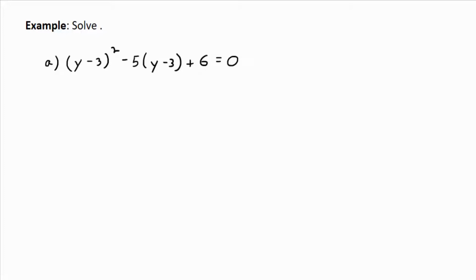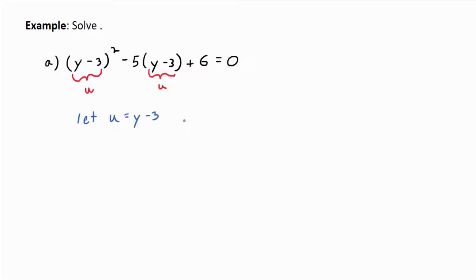There's an easier way to solve this, and that's because the quantity being squared, y minus 3, is the same as the quantity you're multiplying times that minus 5. So you can do a substitution. What do I mean by a substitution? You're going to replace y minus 3 with another letter. Usually we call it a U-substitution if U is not being used in the equation. I'm going to say let U equal y minus 3.